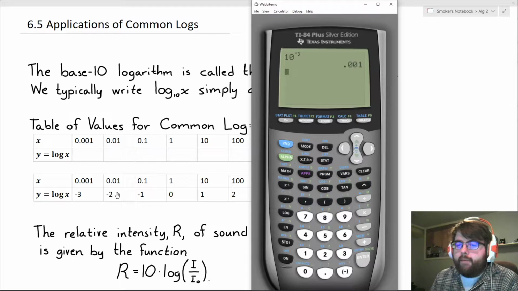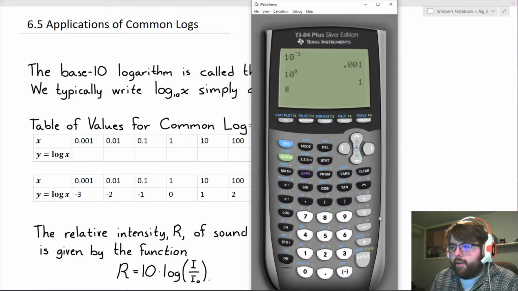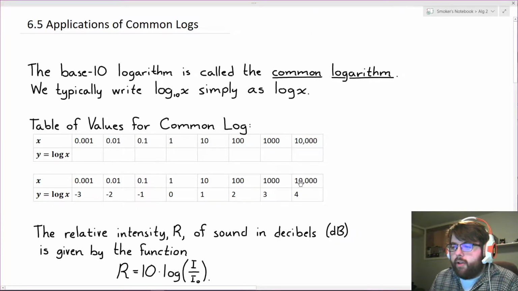0.01 is negative 2. 0.1 is negative 1. 10 to what power gives me 1? 0 is what gives me 1. 10 to the first power gives me 10. 10 to the second power gives me 100. And then we get into the ones that might be a little bit more obvious. 10 squared gives me 100. 10 to the third gives me 1,000. 10 to the fourth.